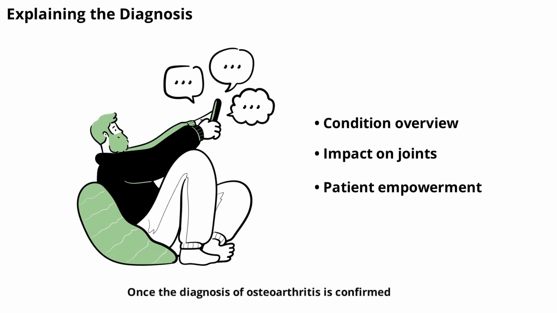Once the diagnosis of osteoarthritis is confirmed, the doctor takes time to explain the condition to the patient. This includes discussing what osteoarthritis is, how it affects the joints, and what the future may hold. Understanding the diagnosis empowers patients to make informed decisions about their treatment and lifestyle. It also provides an opportunity to address any questions or concerns the patient may have.